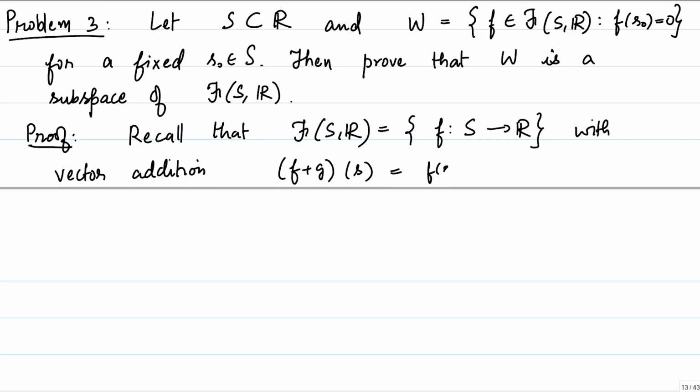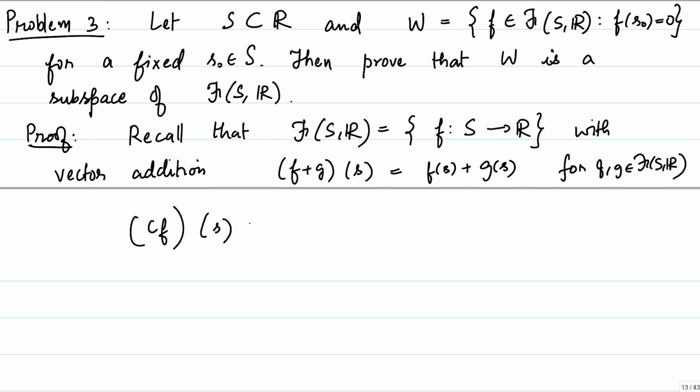This is just f of s plus g of s, which makes it into an honest function from S into R. And what about c f of s? For f, g in F of S comma R, this is equal to c times f of s, where f is in capital F of S comma R. This is the vector addition and scalar multiplication which we had defined during the lectures, and it was left as an exercise for you to check that this is indeed a vector space.